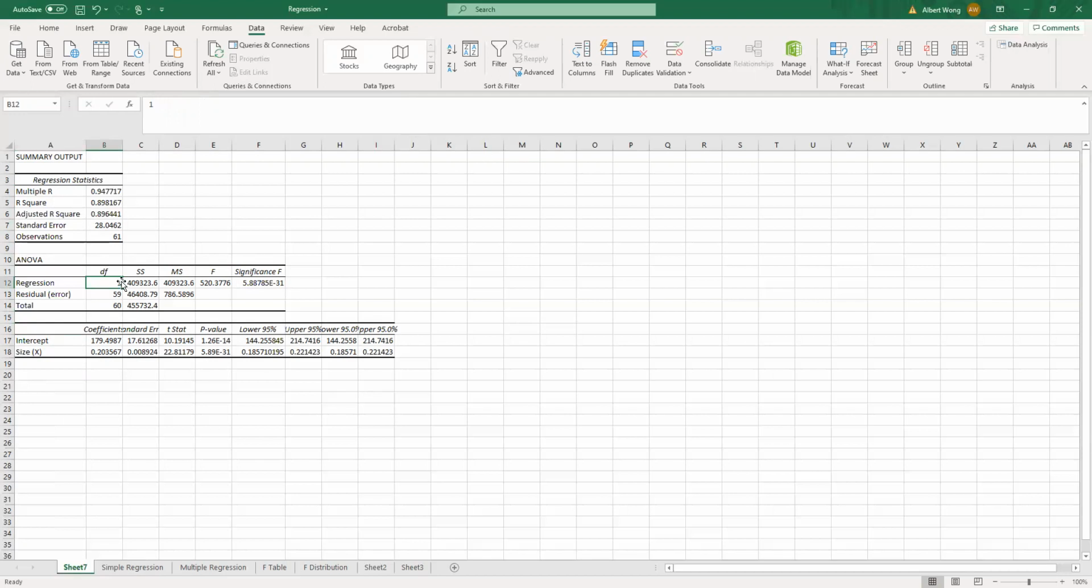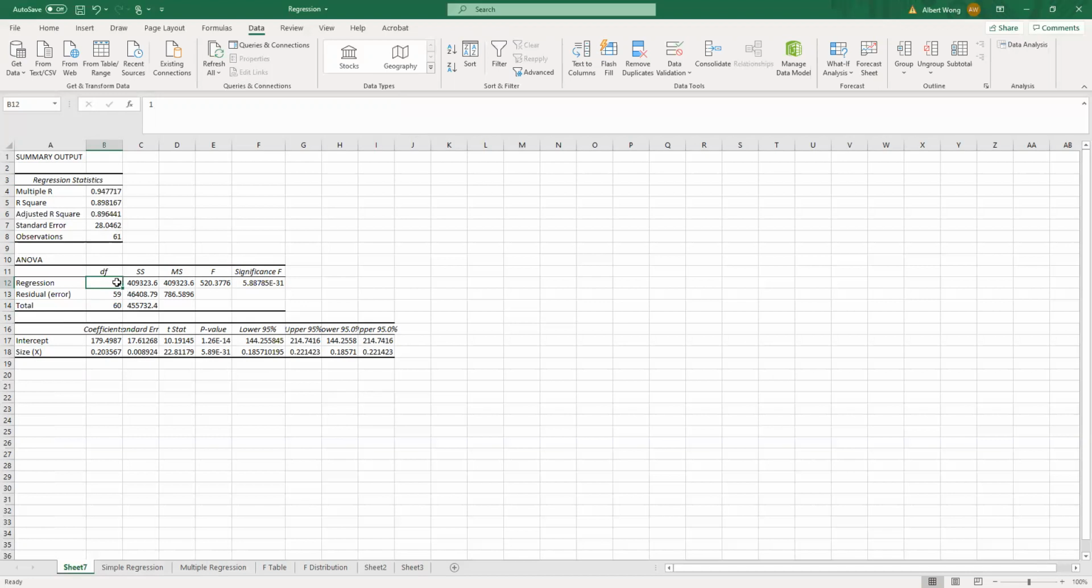And the degrees of freedom are calculated as follows. The best way to do it actually is to figure out the total degrees of freedom first. The total degrees of freedom is always sample size minus 1, n minus 1. So n is equal to 61, so n minus 1 is equal to 60. The next number that you should figure out is regression. The degrees of freedom for regression is the number of independent variables. So in our case, we have one independent variable x. So the degrees of freedom for regression is 1.